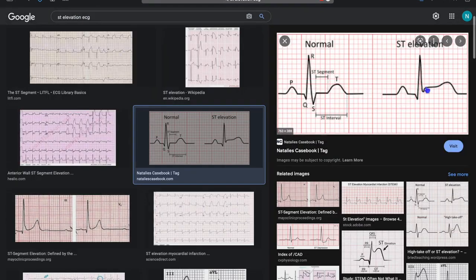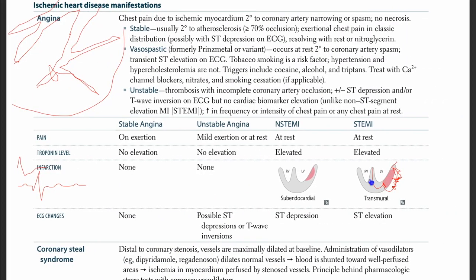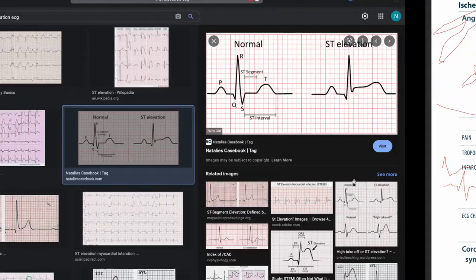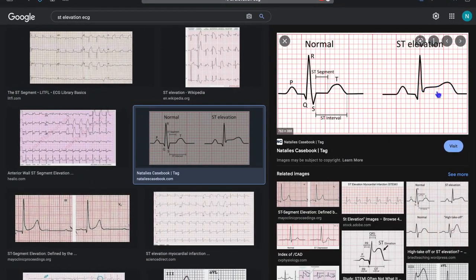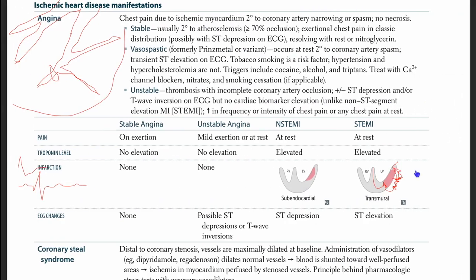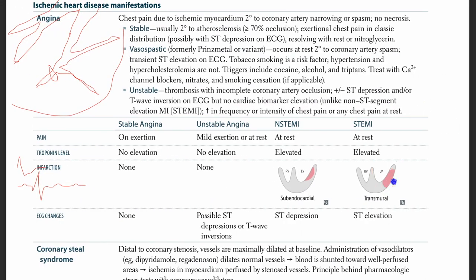Okay. So this is what the ST elevation is, because it's taking a lot more time, right? So you don't get this whole depolarization over here, because it's wasted that much energy. So that's why you get the elevation. Hopefully that makes sense.